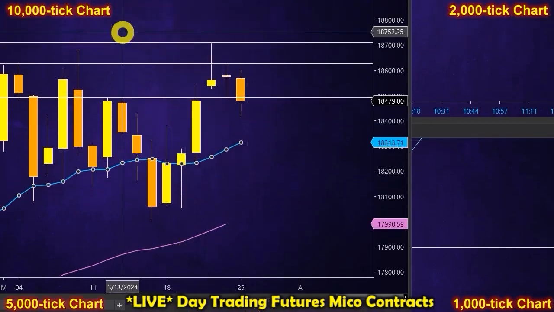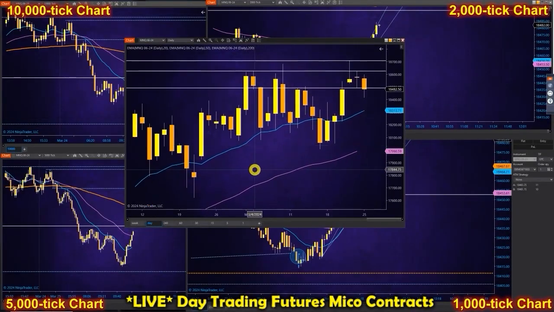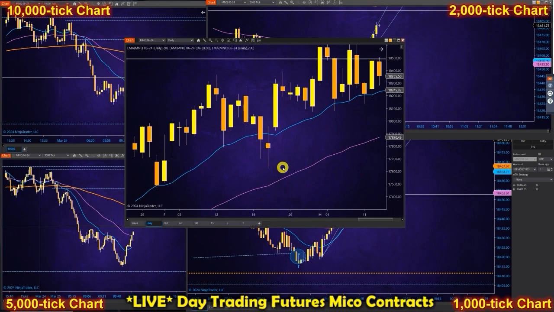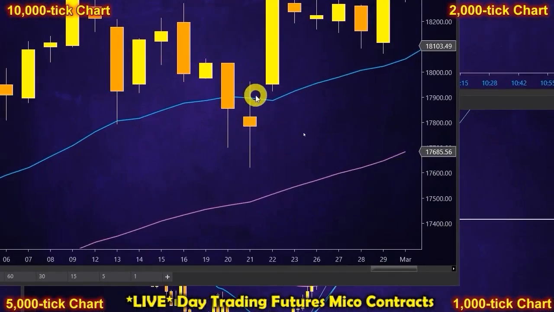The momentum is still strong to the upside. It could do a reversal in the middle of the day like it did here. Look like it's coming down and then go right back up. It can do that, and we have to be careful and aware of that at any time, that it can look like it's going down and come right back up.